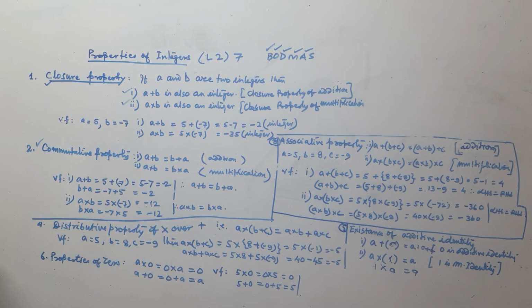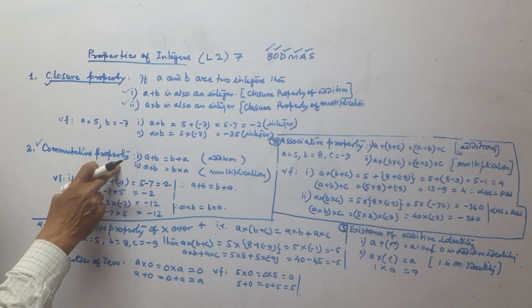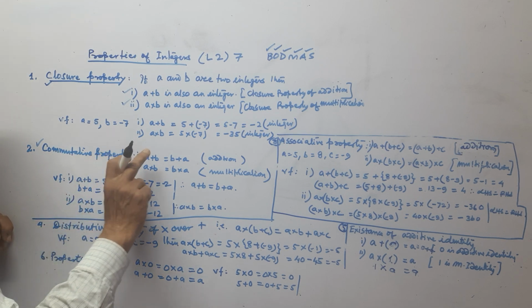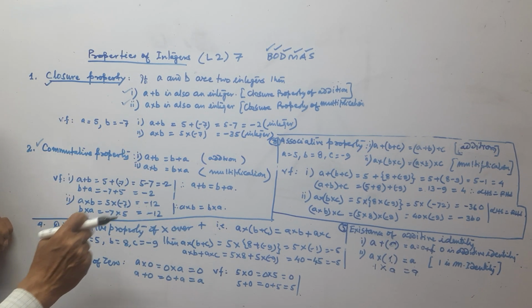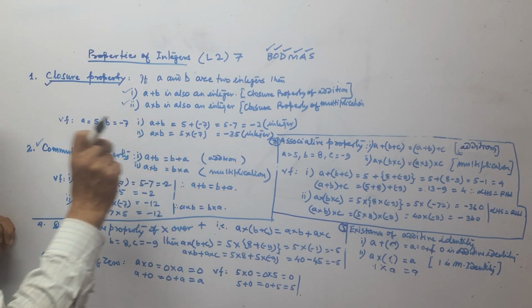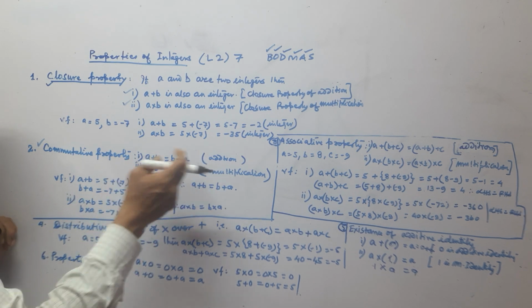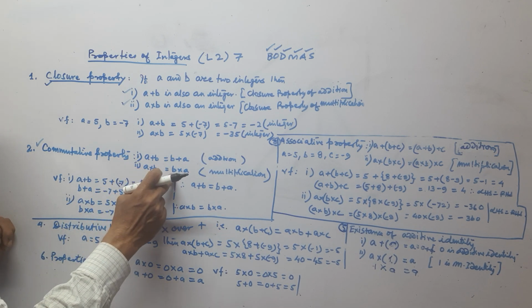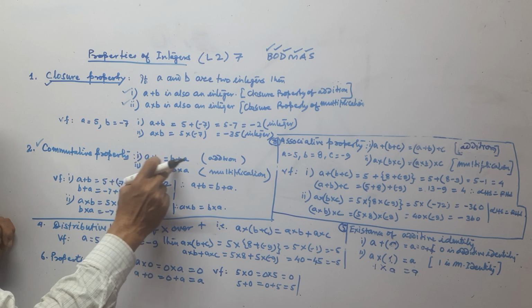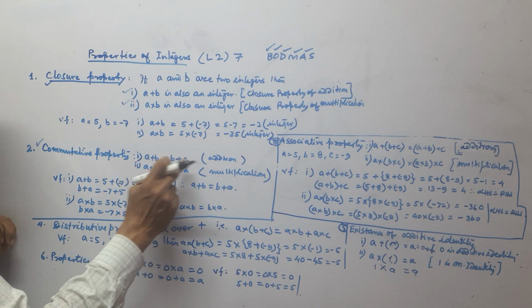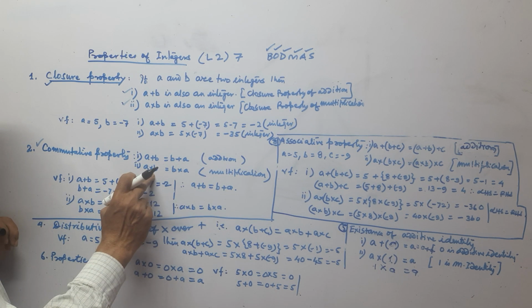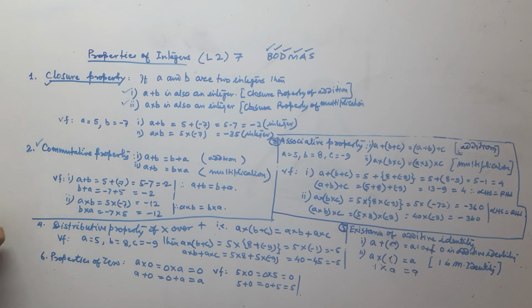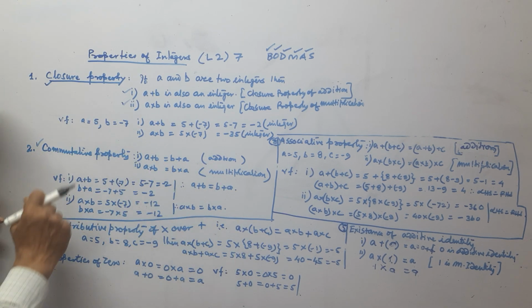Now come to property number 2, commutative property. Commutative property means the order is changed. a plus b is equal to b plus a. So what did I do here? The order is changed. So let us verify. a into b is equal to b into a. a plus b is equal to b plus a. This is said to be the commutative property of addition. This is said to be the commutative property of multiplication. So these are the two properties.